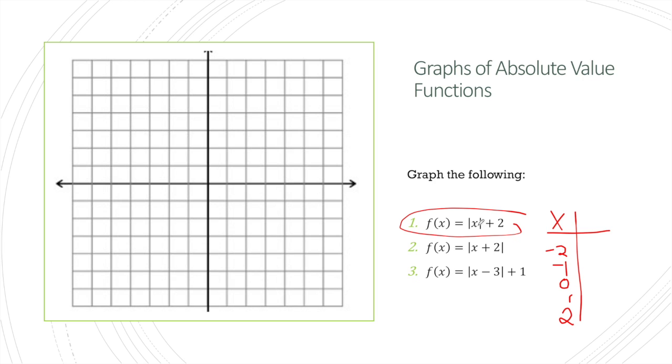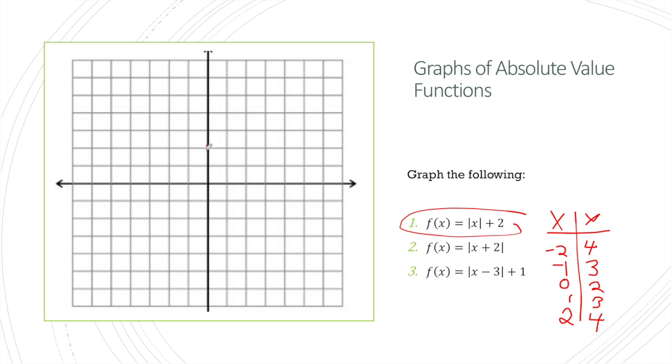So if I take the absolute value of -2, that's going to be a +2, plus 2, that gives me a y value of 4. If I plug in -1, the absolute value of -1 is 1, plus 2 is going to give me 3. The absolute value of 0 plus 2 is 2. And we find that we have some symmetry here, right? Absolute value functions are symmetrical across the y-axis.